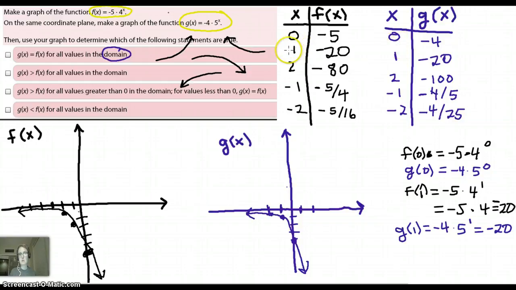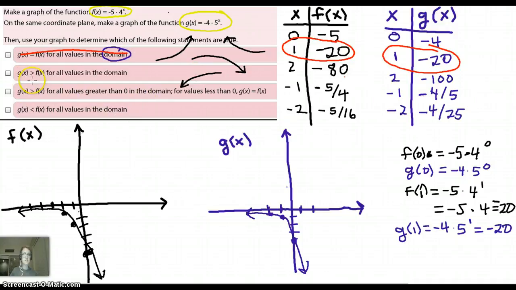In fact, the only one where we pick the same x and get the same y is this second one here, because we have 1, -20 and a 1, -20 here. But it looks like to me all of these other ones are different. When I pick 2 for x here, I get a different value for y. 2 for x here, -100 compared to -80. So this one we know can't be correct.